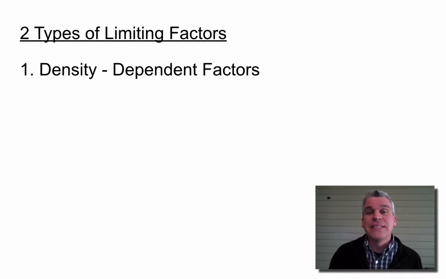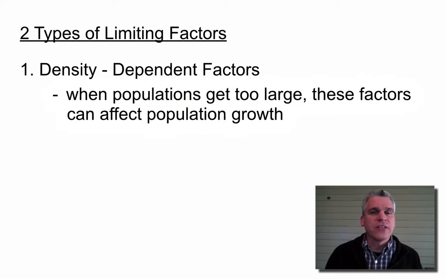The first are called density-dependent factors. So what we mean by density is how many individuals are in that area. If there's a lot of individuals in that area, the density is higher. If there's fewer individuals, the density is going to be lower. A density-dependent factor really is going to only affect large populations. They don't have much effect on small populations.